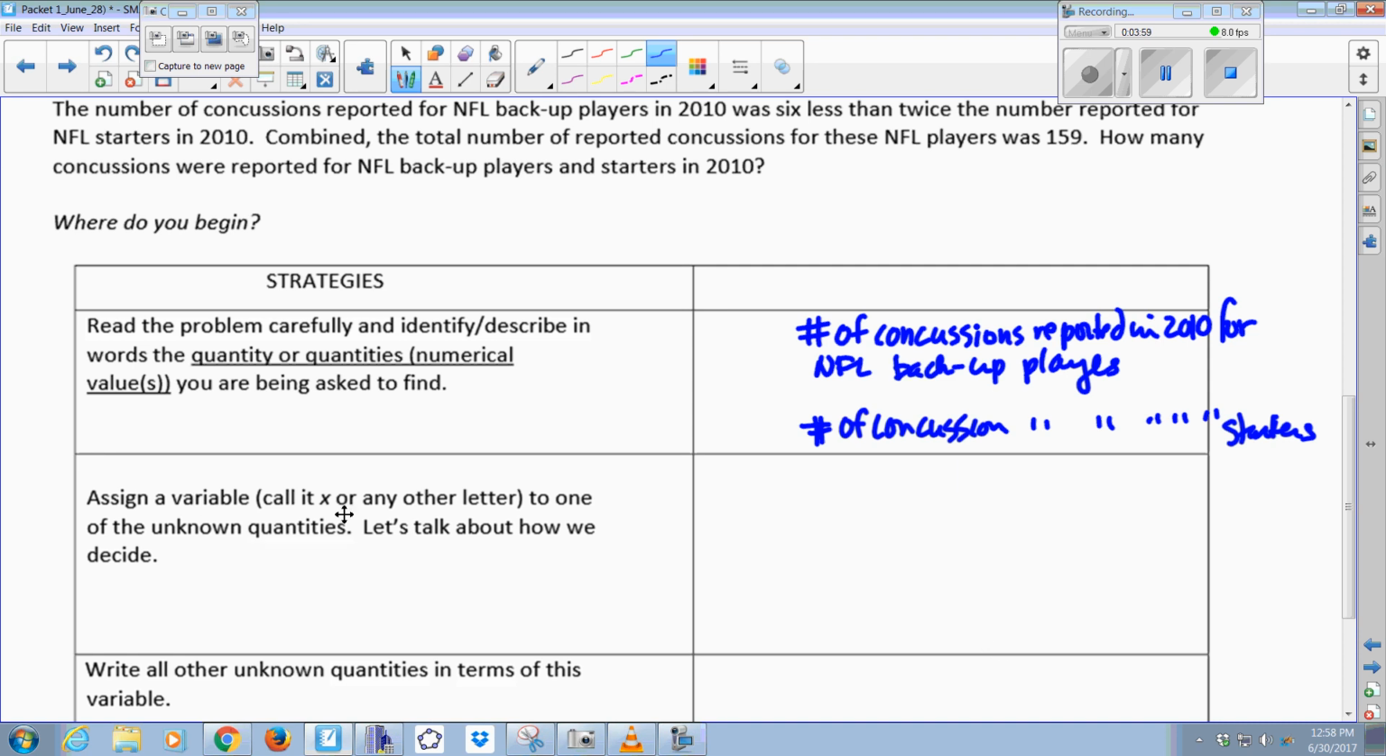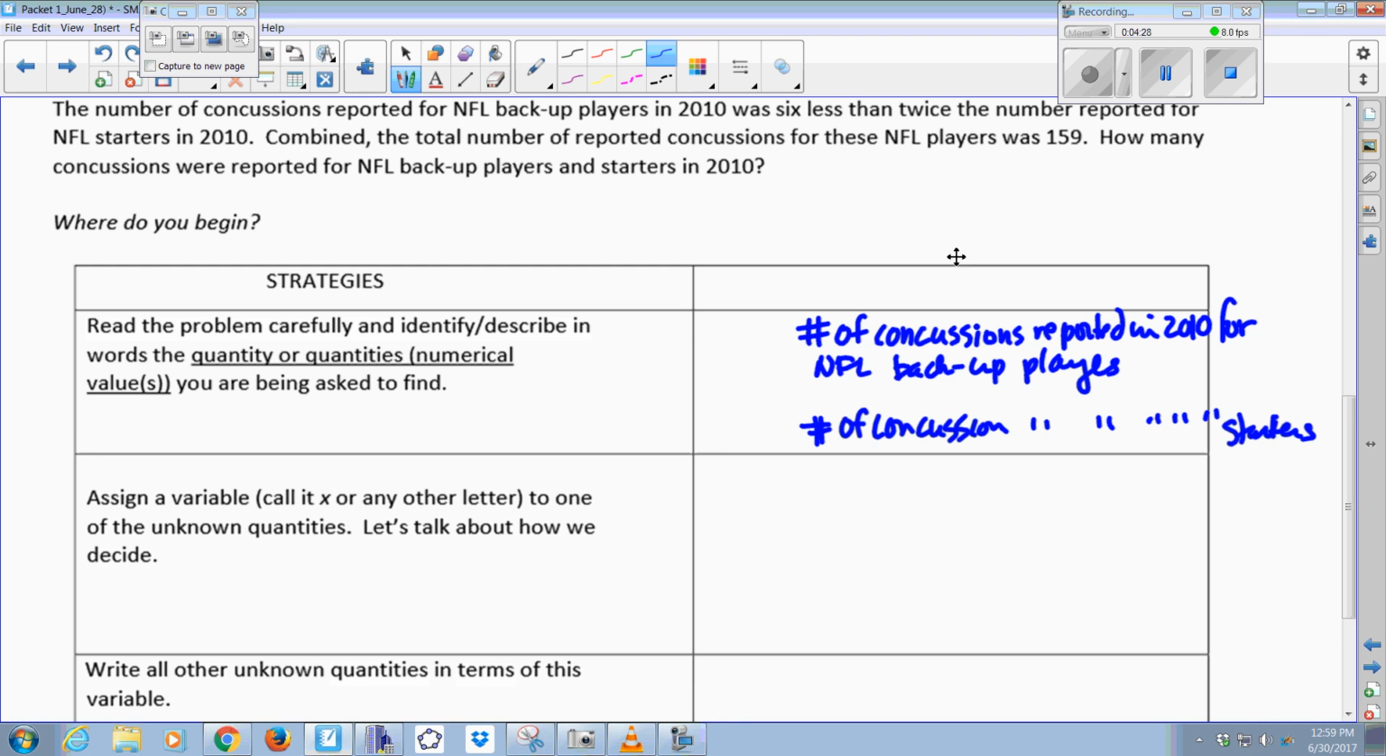But you have to assign this variable to just one of these numbers of concussions, because you couldn't assign it to both, because that would be saying that these two numbers were equal. And we know from reading this first sentence that they weren't the same. So you want to assign your variable to one of these numerical quantities. So how do you decide which one to assign the variable to? Let me first state that it doesn't matter.